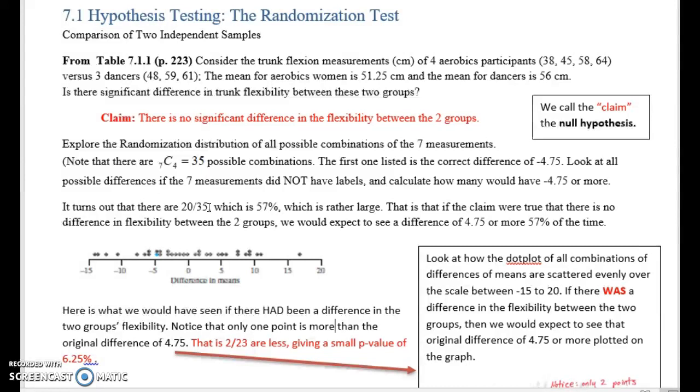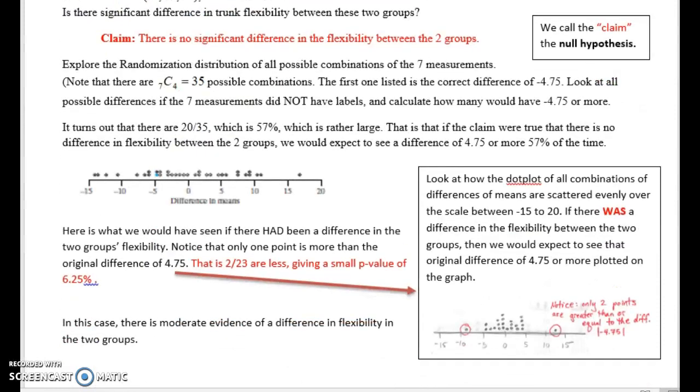So it means that our value of 4.75 for our specific example is not all that interesting, because if we remove the labels and randomize the values, we get something like 57% of them would be expected to be 4.75 or larger. So nothing exciting happening here.